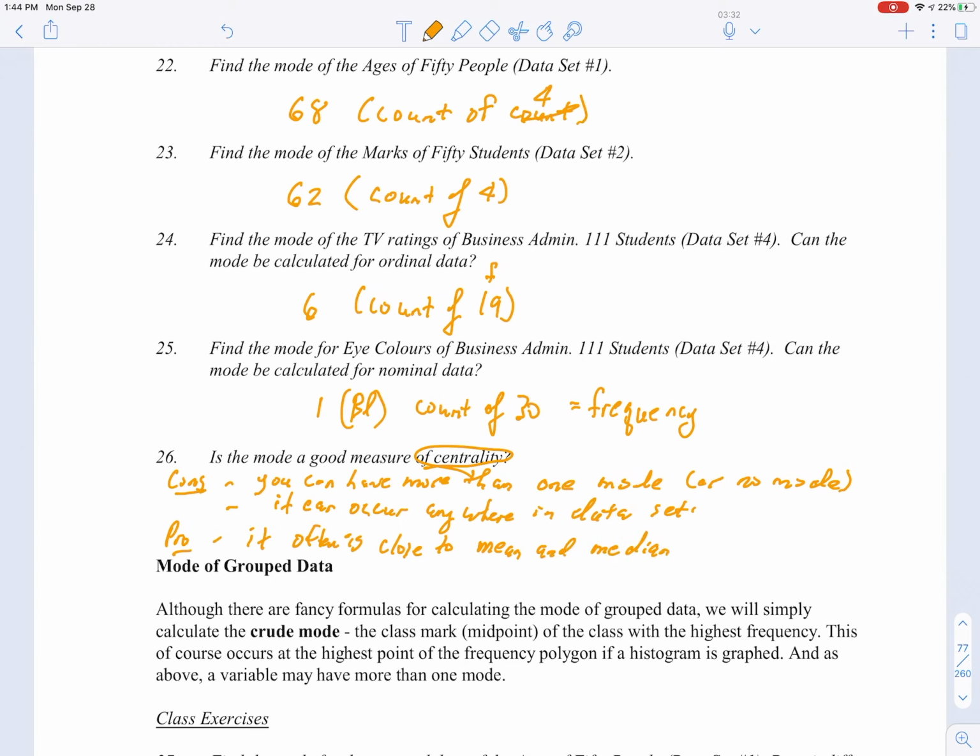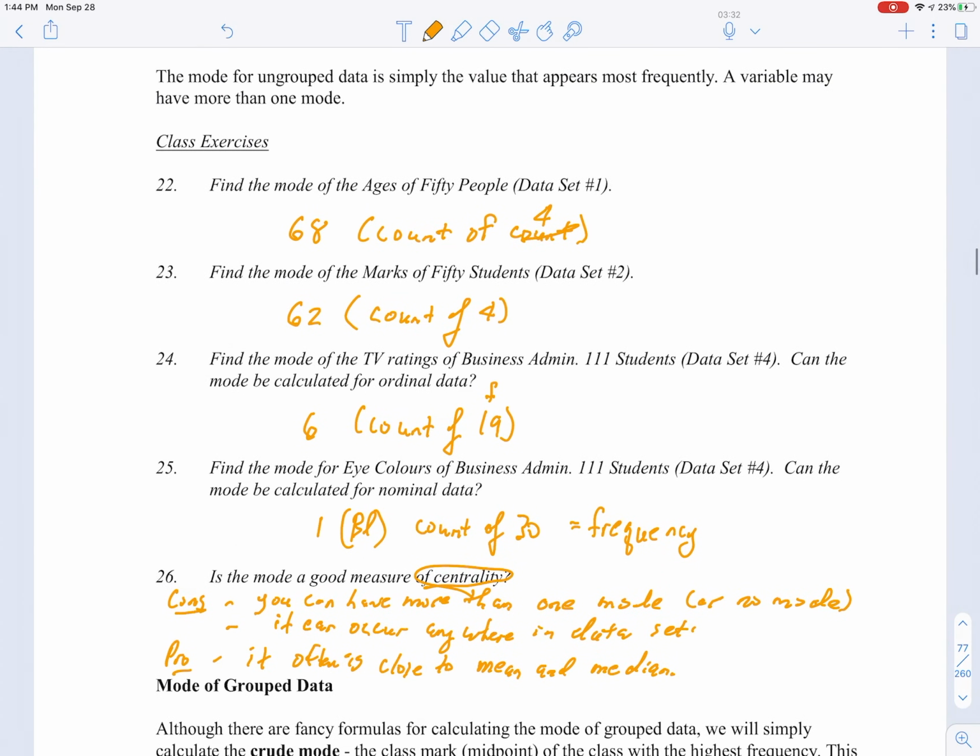Now, think of the examples that we took a look at. For the ages of the 50 people, the mean turned out to be about 70, I think. Yeah, it was 70. And so 68 is pretty close to that. And for the marks of 50 students, the mean was 60. And so 62 is pretty close to that as well.